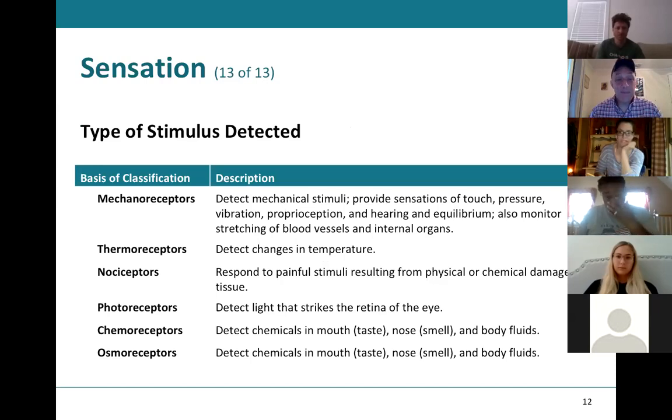Now, that type of stimulus, nudge, nudge, hint, hint, wink, wink, is also very important. How do we actually describe what a mechanoreceptor is versus, say, what an osmoreceptor is? You're like, oh my God, all I'm hearing is receptor, receptor, receptor. Okay? Well, mechanoreceptors we've been thinking about since the very first day of class. They detect mechanical stimulation. And that's touch, pressure, vibration, and so on. They're all pretty much the same thing.